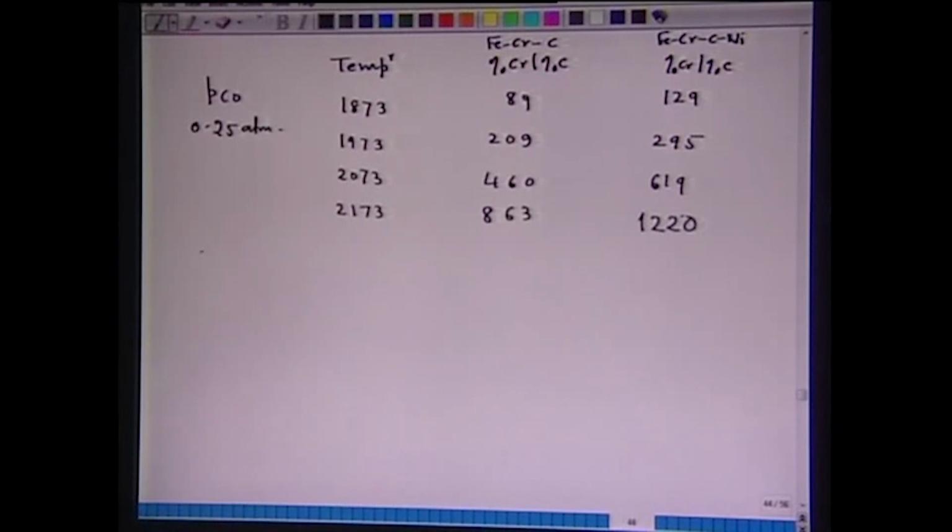Now, if I reduce the pressure further, so PCO is equal to 0.1 atmosphere, I again calculate for all the 4 temperatures.